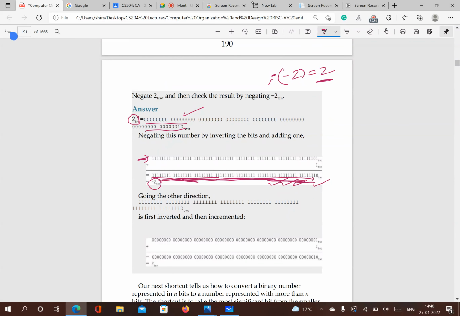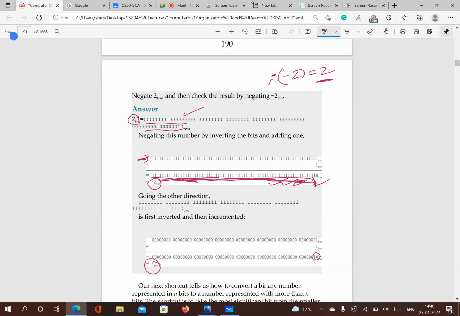Their technique is to flip everything and then add 1. We will not go with this technique; we'll just flip all the bits. We will keep on flipping until we reach the last bit here. So 0 0 0 0 0 0 0, everything will be the same, and only the last 1 0 will be there. So this is the 1 0 in the last two bits, and all the other leftmost bits are 0, which means it is 2. So this is correct, right?